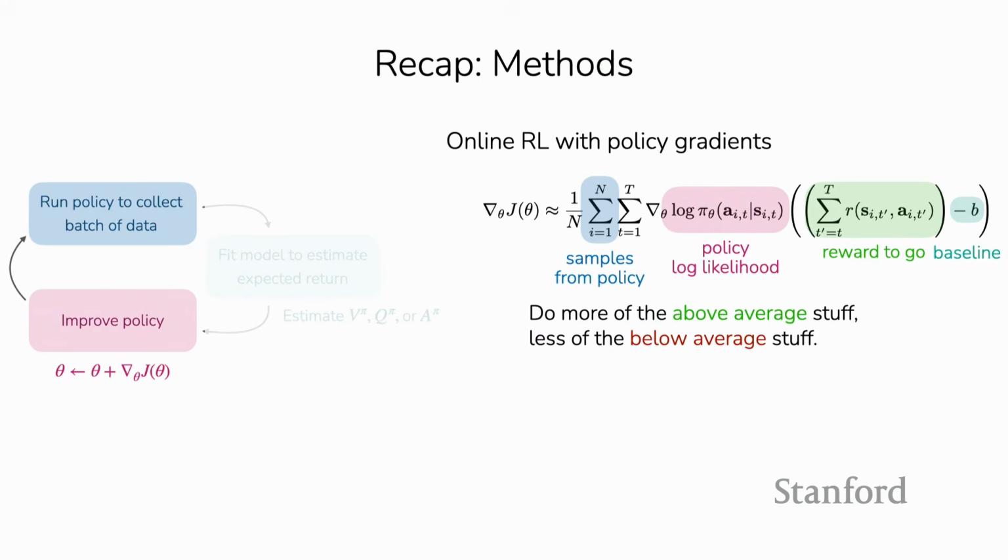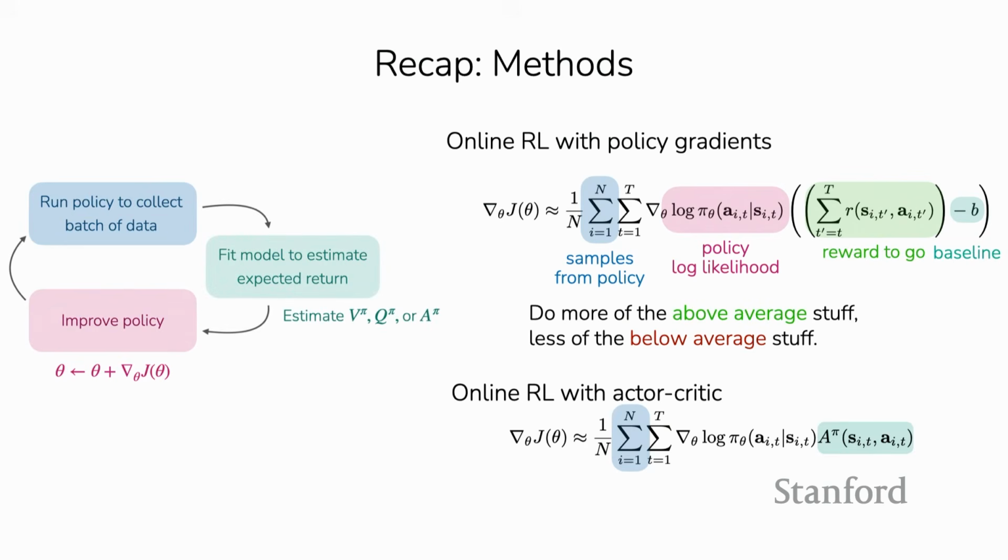And then we started introducing this notion of a value function, which we can use to estimate how good an action is. When we fit a value function, we can use that to encourage the policy to do more of what you estimated to be good and less of what you estimated to be bad. And we saw a couple of algorithms like PPO and SAC that use this sort of actor-critic approach.